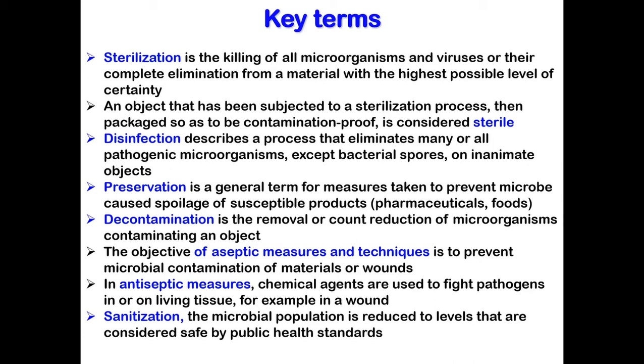So first of all, we have sterilisation. And sterilisation is the killing or removal of all microorganisms from an object or habitat. A sterile object is totally free of viable microorganisms, spores, and infectious agents. A chemical agent used for sterilisation is called a sterilant. So that's a sterilant.